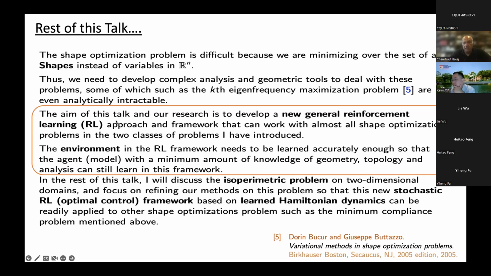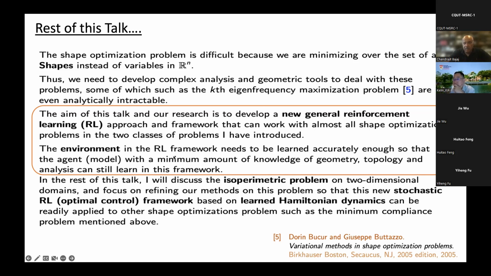So my aim in this talk is twofold. I want to develop a new general reinforcement learning approach and a framework that can work with almost all shape optimization problems in these two classes. So it's a great challenge. And today I'm going to show you some of the progress we made and the results we obtained.